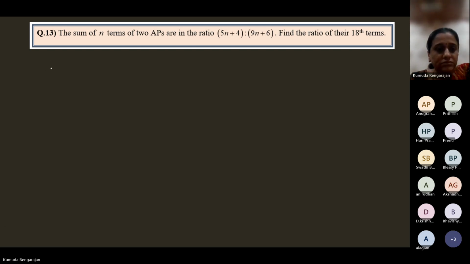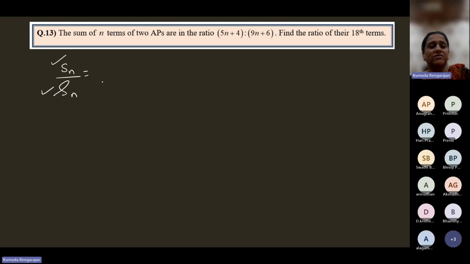So sum to n terms. So say that this is small letter s, okay? Sn by Sn, like this. Sn only. n is n, because it is n terms in both the APs. So let this one represent the sum to n terms of the first AP, and let this symbol represent the sum to n terms of the second AP. I'm saying this is the small letter s and capital letter S here.